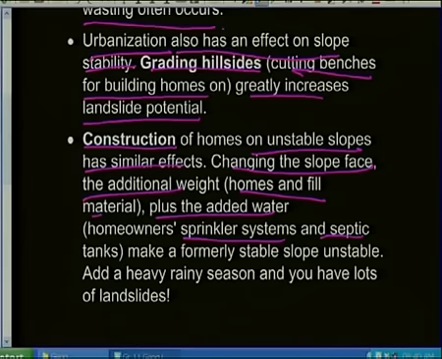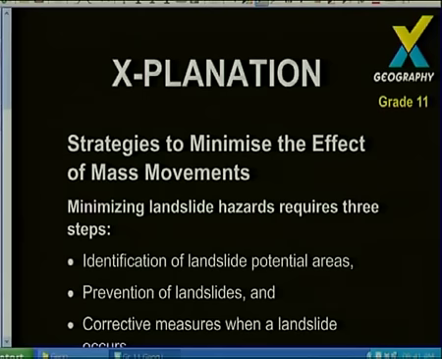Sprinkler systems and septic tanks make formerly stable slopes unstable. Add a heavy rain season and you have lots of landslides. So what we need to do is to take into account the nature of the climate before constructing on slopes. We will continue looking at strategies to minimize the effects of mass movements.